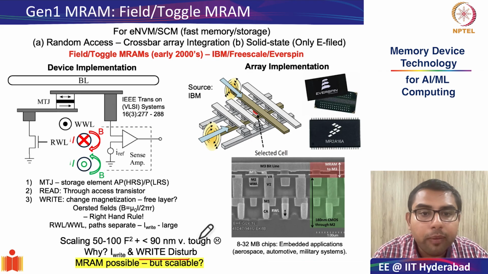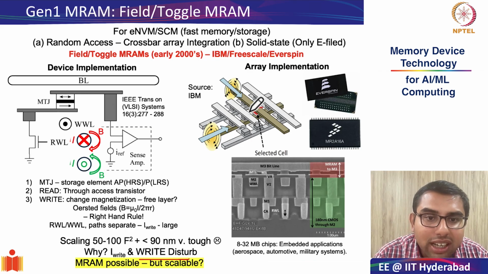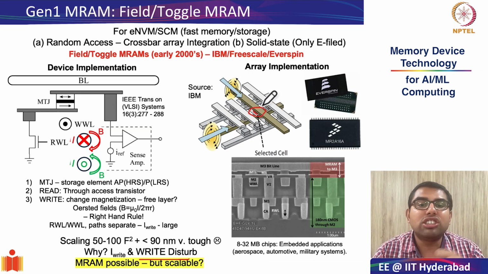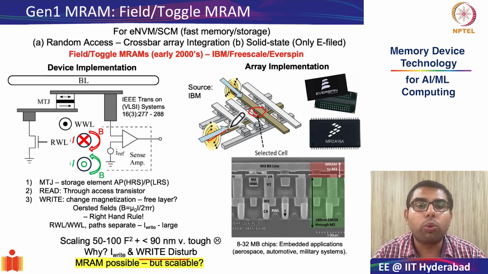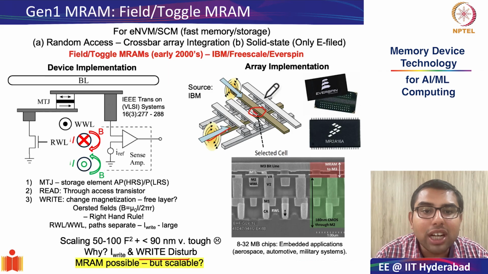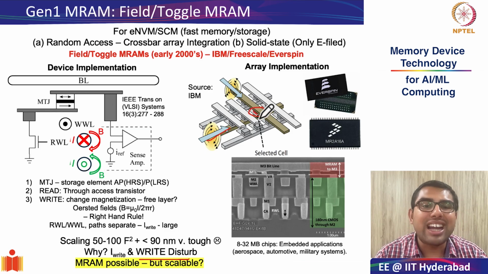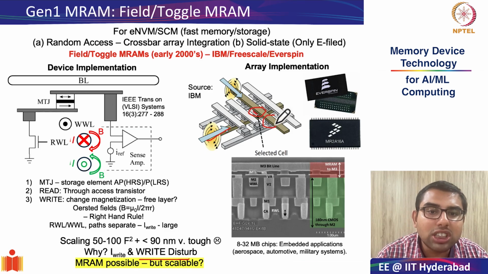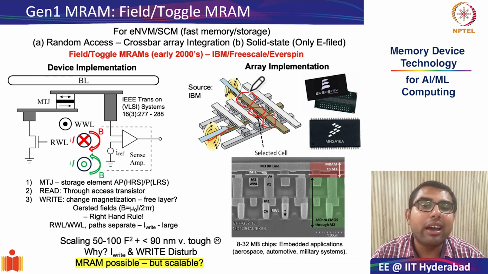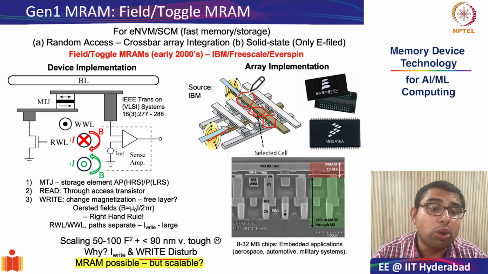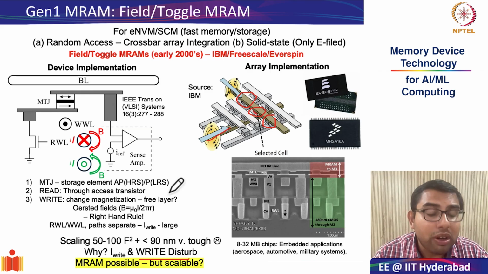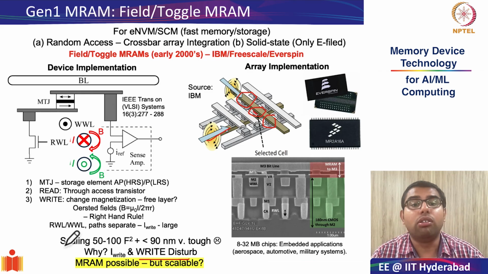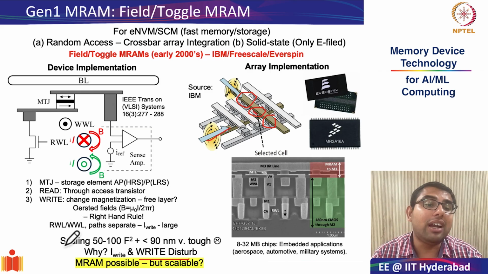This is because suppose for this particular selected cell, you need to change the magnetization, and that is how you will do it through the write word line. The magnetic fields which are generated by the write word line will cause some disturbance in the magnetization of the free layer of neighboring cells also. So this write disturb and large write current prevented the proper scaling or good scaling of these field MRAMs.